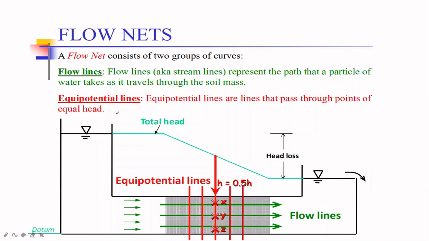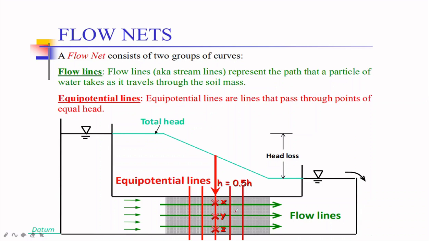So what are equipotential lines? Equipotential lines are the lines that pass through the points of equal head. Okay, if this is the soil, so see here, this gray color is soil, consider.